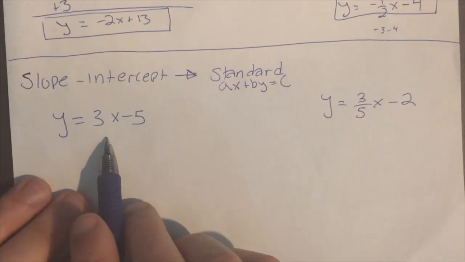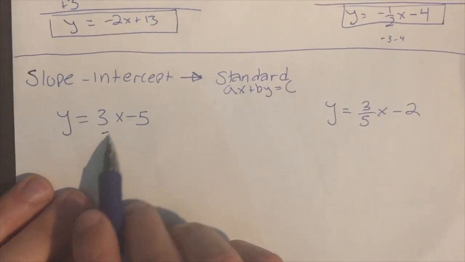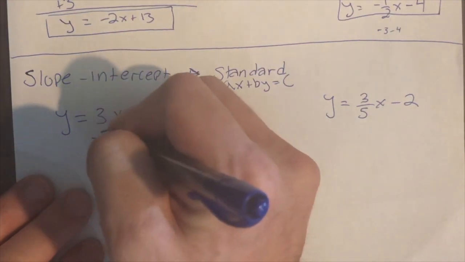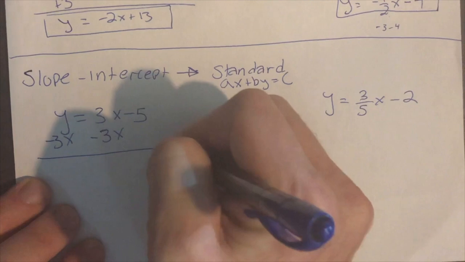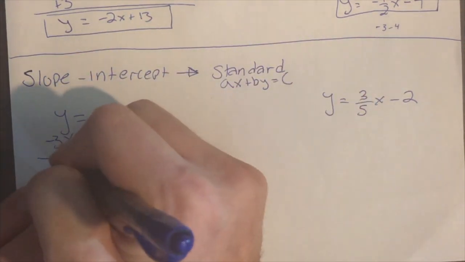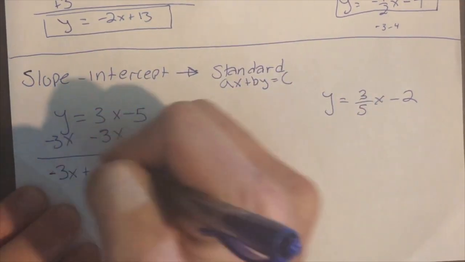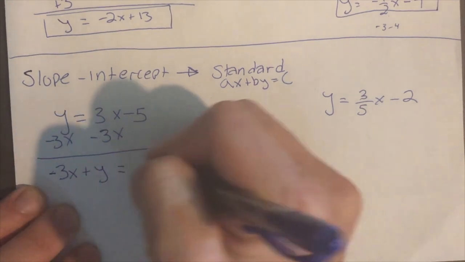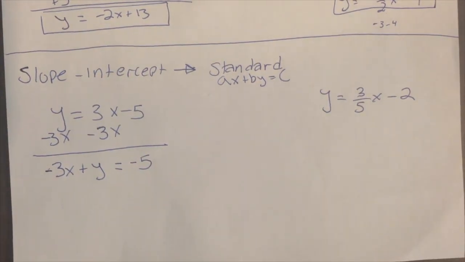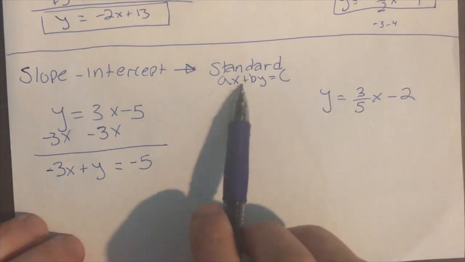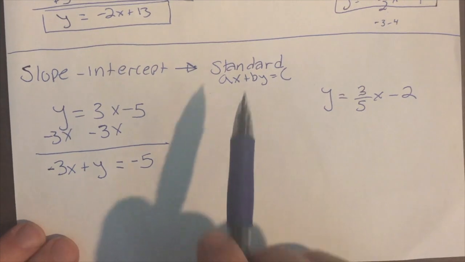So let's start with this. I don't like the 3x here, I need to get the 3x over, so I just subtract 3x from both sides, and I get negative 3x plus y equals negative 5. Notice I want to always put the x in front of the y. I want it to look like this right here.